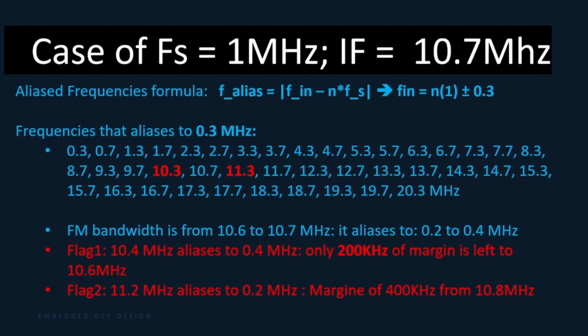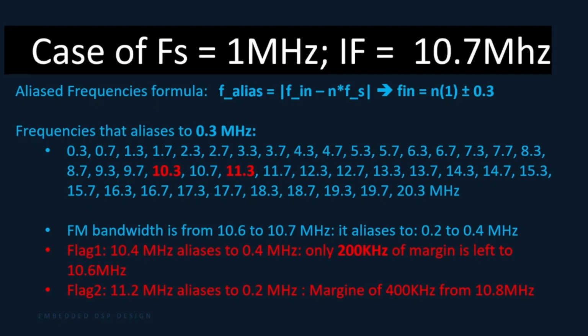Unfortunately, 10.3 is really close to 10.7, our center frequency. So if you sample, let's say just a little bit further, 10.4 megahertz, assuming just a single tone, it's not a bandwidth-limited signal, it's just a single tone, this single tone will alias to 0.4, which is in our bandpass, and it is going to interfere with our signal, and we can hear noise or distortion in our system. So how much distance do we have? We have only about 200 kilohertz of margin to 10.6, the lower edge of our IF.